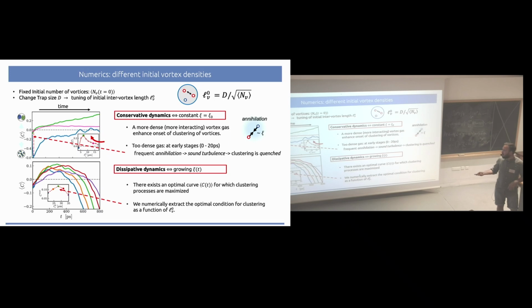If we go to the dissipative case, we have this growing healing length, so the picture is definitely not trivial. We need numerics. We compute different curves, and we find that there exists an optimal curve for which clustering processes are maximized, and we can extract this curve numerically.